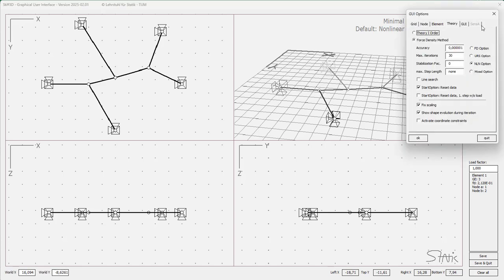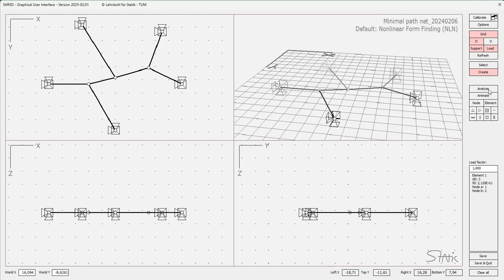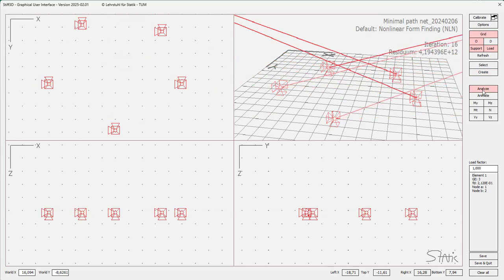Let's take a look at the algorithmic options: the accuracy, where the iterations should stop, maximum allowed iterations, and everything else is on default. Then we are ready to start the analysis, and here it is. Oh Jesus, it seems not to converge.